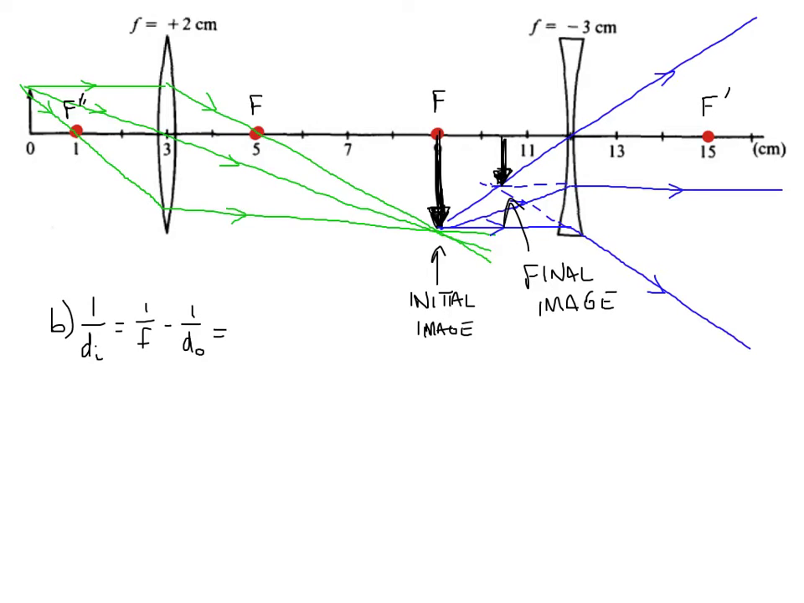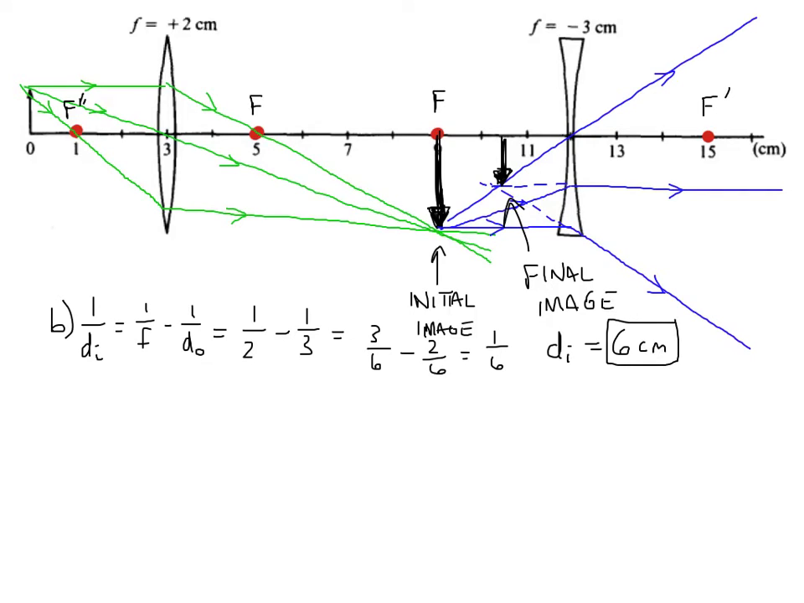This is for the first lens. So for the first lens, the f is 2, and the object distance, going from here down to there, is 3 centimeters. So minus 1 over 3. That's equal to, the common denominator is 6, so it's going to be 3/6 minus 2/6, which is 1 over 6. So take the reciprocal of that, and the di is equal to 6 centimeters.